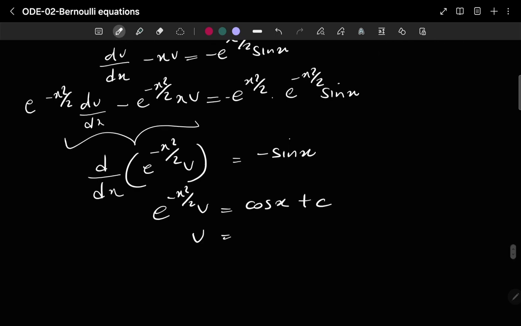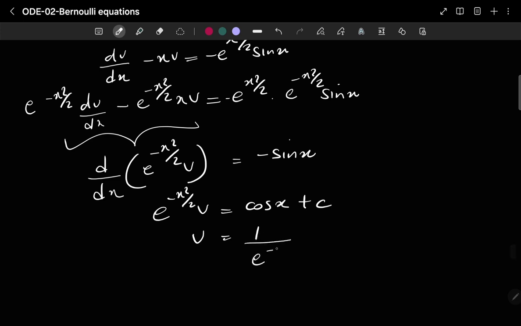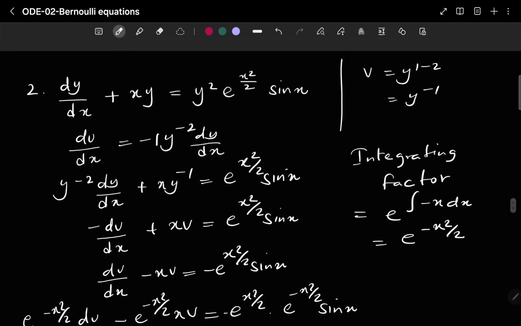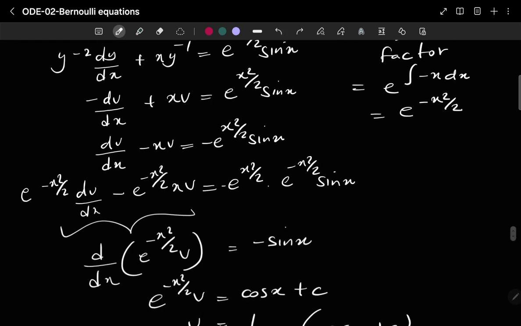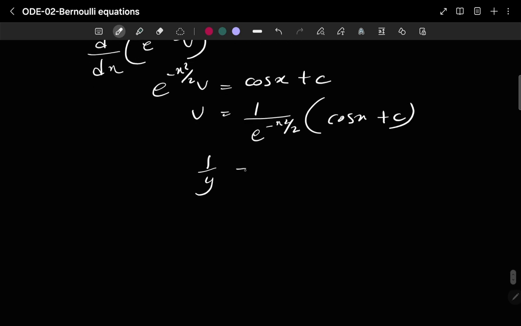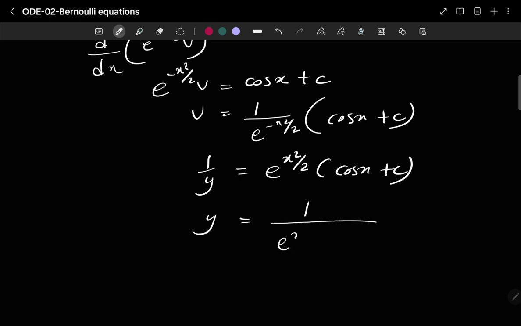Making v the subject, we get v = 1/e^(-x^2/2) (cos x + c). Back substituting v = y^(-1), 1/y = e^(x^2/2) (cos x + c). Taking the reciprocal to make y the subject, we got the answer y = 1/(e^(x^2/2) (cos x + c)).